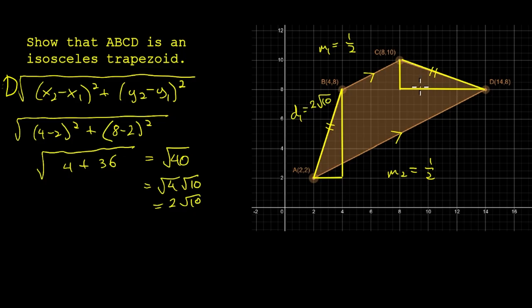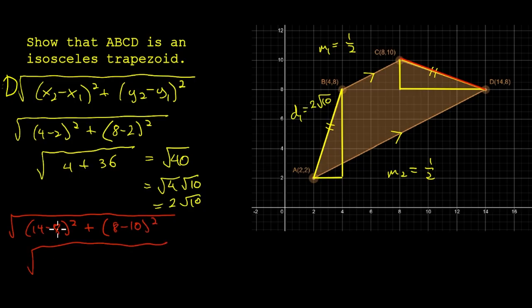Now let's go over here. Just to set it off, we'll do the second one in red right there. So that will be the square root of 14 minus 8 squared plus 8 minus 10 squared, and that is 14 minus 8 is 6, squared is 36. 8 minus 10 is -2, squared is 4, and that again gets us the square root of 40, which we can reduce to 2 root 10. So D2 is 2 root 10.